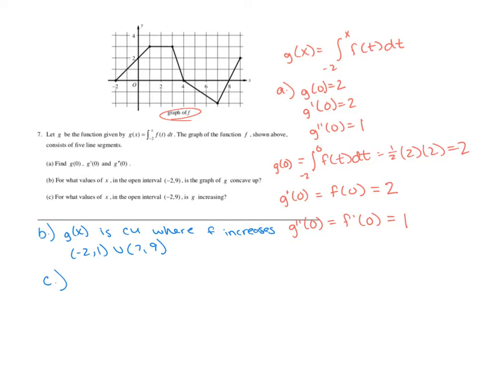For part C, the function is going to be increasing wherever the derivative is positive. Positive is anything above the x-axis, so we have two regions where it's going to be positive. This first section is -2 to 4. And the second section is going to be 8 to 9. And that's it.